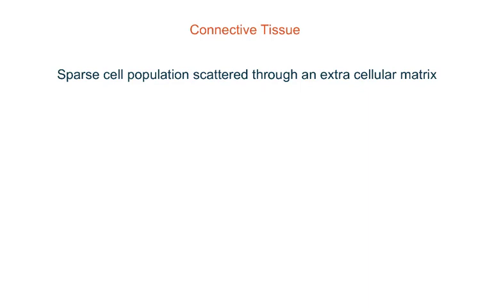And that just means, matrix just means space, right? And extracellular just means outside the cells. So in other words, there's a bunch of cells. They're not on top of each other. There's space in between them. That's what connective tissue is.